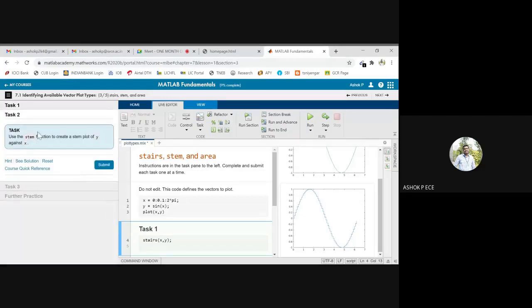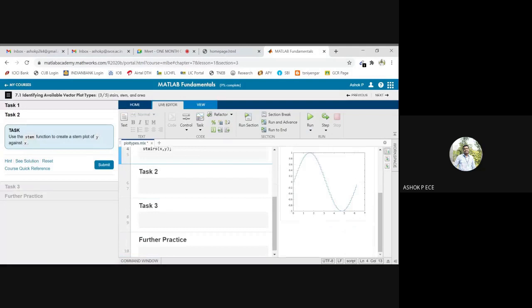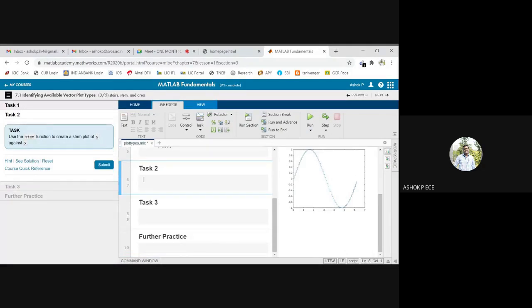Second task, use the stem function to create a plot of y against x. I told you, plot is continuous time, and staircase is discrete. I won't say it's digital, because digital means 0 or 1. It's a discrete waveform. Discrete means it has different levels. And stem is completely discrete.